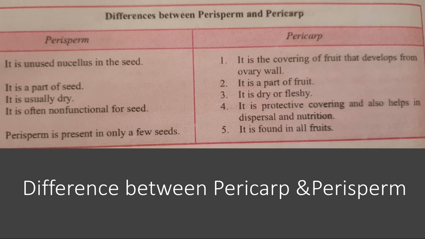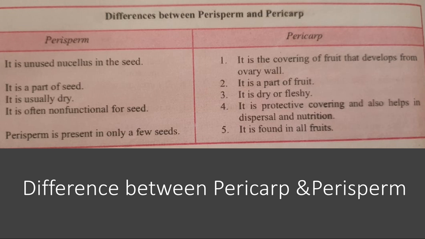Now, in the previous slide, we studied perisperm, and you all know pericarp. Pericarp we have learned in 11th class. So we'll see the differences between perisperm and pericarp because these are similar terms. Perisperm is, as I have just told you, the unused nucellus in the seed. And pericarp is the outermost covering of the fruit that develops from the ovary wall. Means the ovary becomes the fruit and the wall of the ovary is called pericarp. So perisperm is part of the seed and pericarp is part of the fruit.